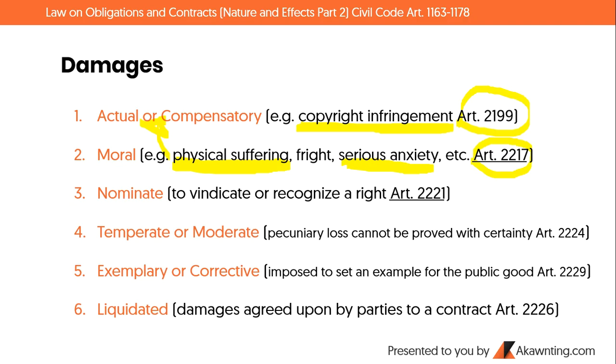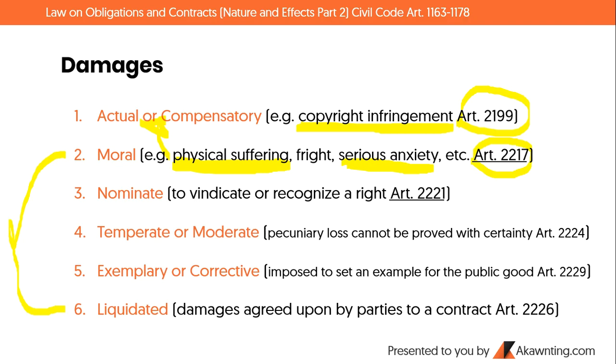So, number 3 naman, nominate. So, take note yung 2 to 6 natin, hindi po kailangan dito ng proof of pecuniary damages. Or proof of pecuniary loss, I mean. Okay? So, number 3, nominate. Okay, so nominate damages are damages granted to the plaintiff in order to vindicate or recognize his right. So, ang tanging kailangan mo lang mapatunayan dito ay meron nga bang nalabag na right mo. So, kung meron man, okay, so nominate damages yun.